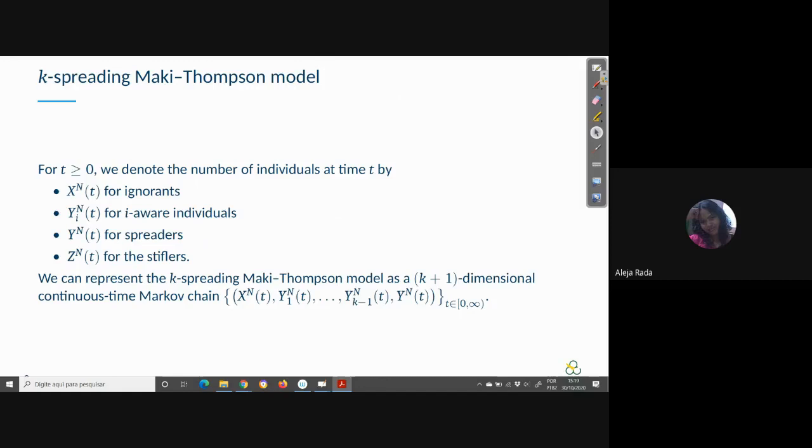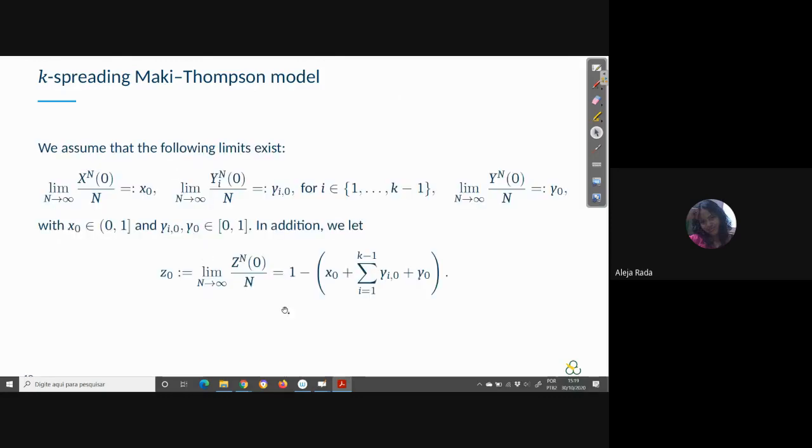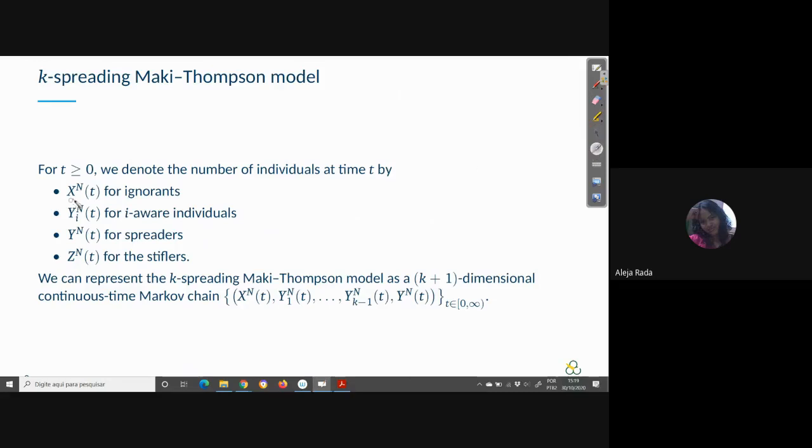So our model is a k plus 1 dimensional continuous-time Markov chain where X_t represents the number of ignorants, Y_i(t) represents the number of i-aware individuals at time t, for t greater than 0, Y_t represents the number of spreaders at time t, and Z_t represents the number of stiflers at time t. So we can represent our model like a k plus 1 dimensional continuous-time Markov chain, and we can write it like this.